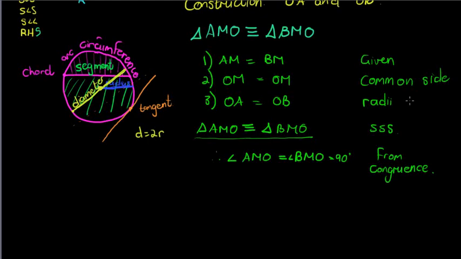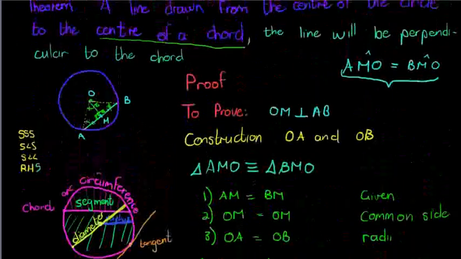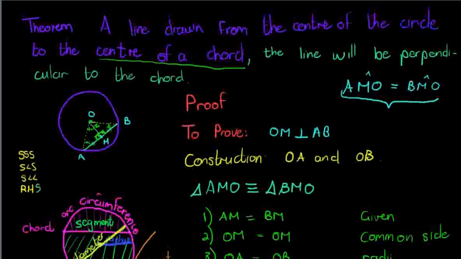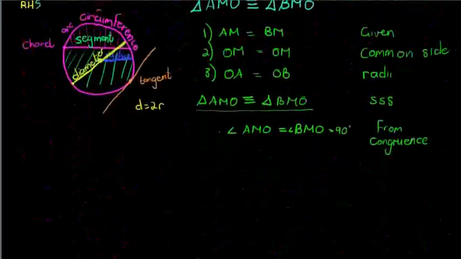Okay, so let's look at the converse of this theorem. Converse kind of means I say it in the opposite direction. Okay, so here we said we had a circle, and we said we went from the center of the circle to the center of a chord. This time we're going to say we're going from the center of the circle and we are going to draw a line perpendicular to the chord.